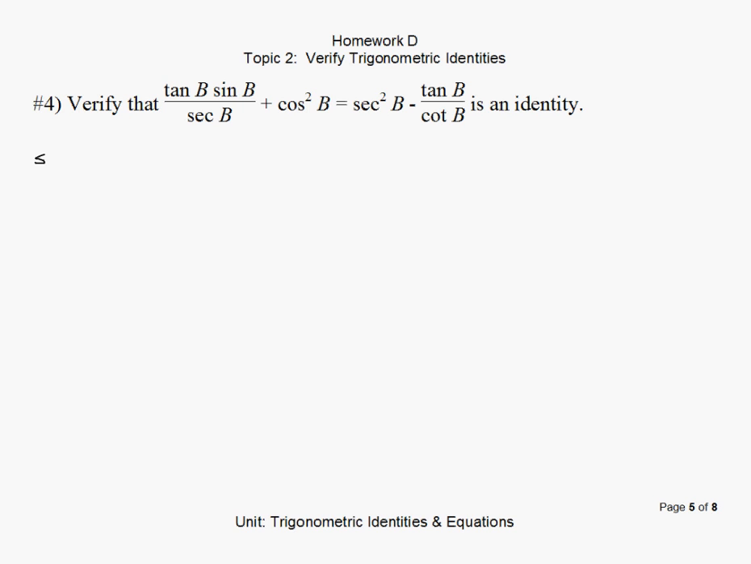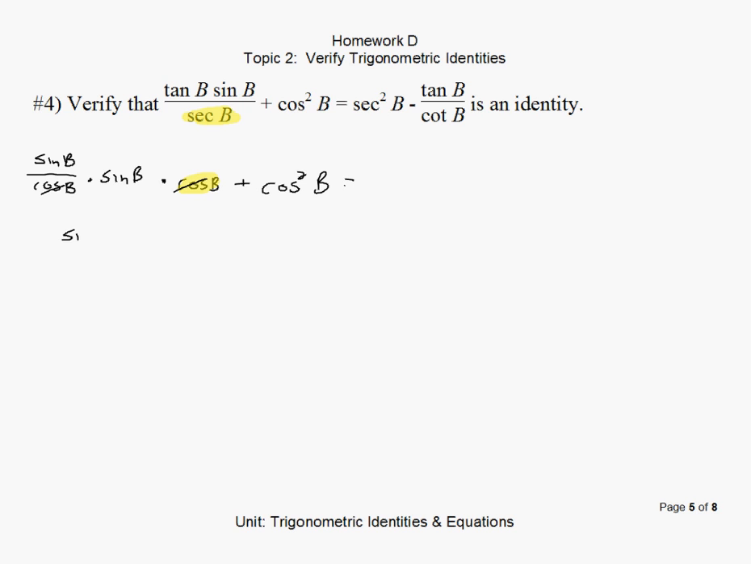Number 4, verify that these are the same. Verify that the left side is the same as the right side. This left side, if I change tangent to sine over cosine, and if I take secant and write down its reciprocal, then it goes from the bottom of the fraction to the top. So instead of dividing by secant, I'm multiplying by cosine. Cosines cancel.